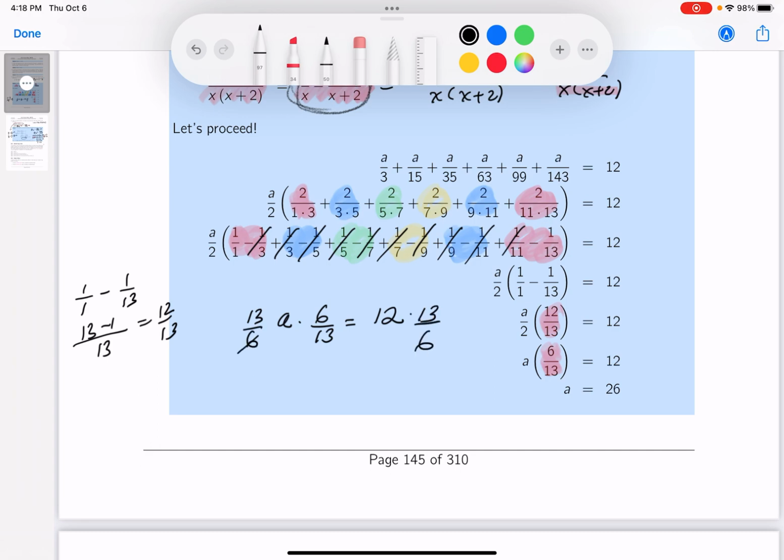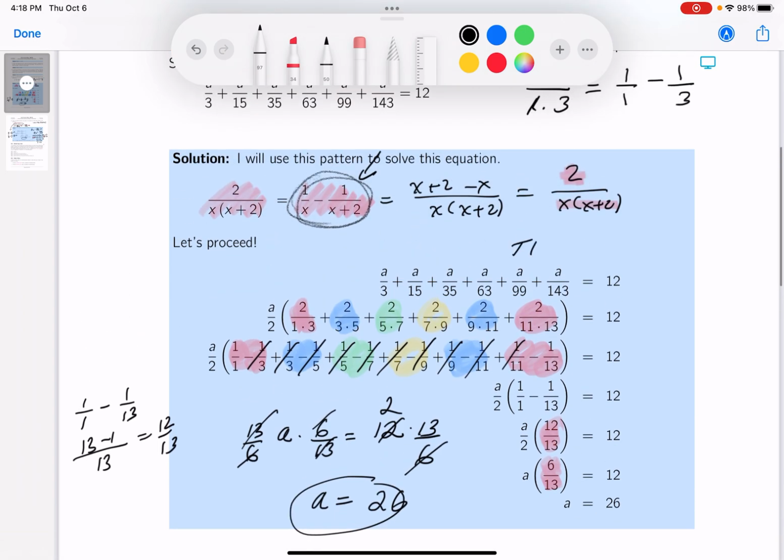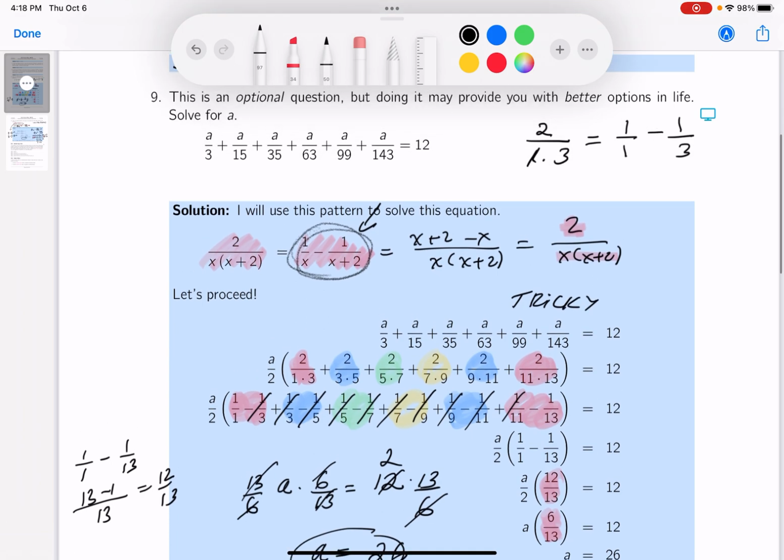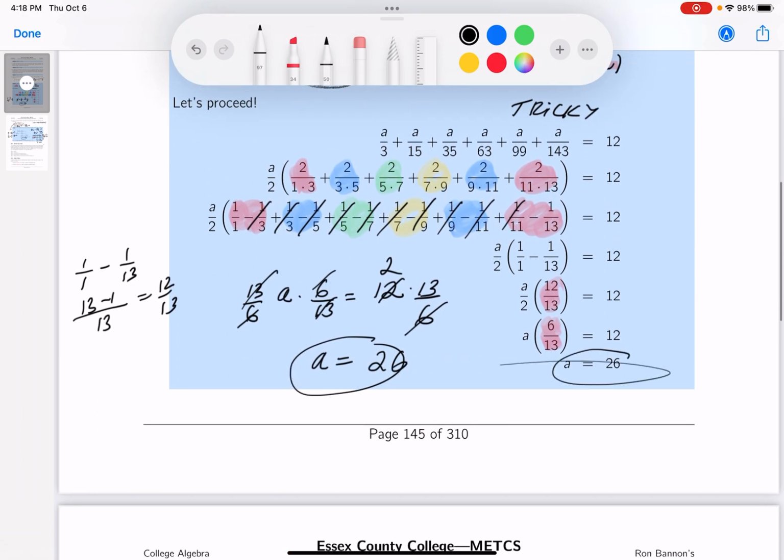And what do you get here? Well, the 6's cancel, 13 cancels. You're left with a. 6 goes into 12 2 times, and 2 times 13 is 26. Again, this is a bit tricky. But again, it's not beyond your skill set. But a lot of students would approach the problem incorrectly. Certainly, even if they knew about the pattern, they still may approach it incorrectly. But the answer for this particular problem is 26.